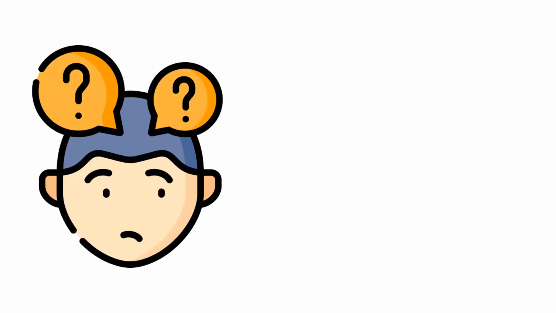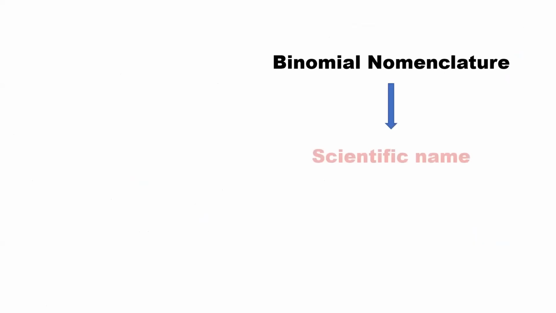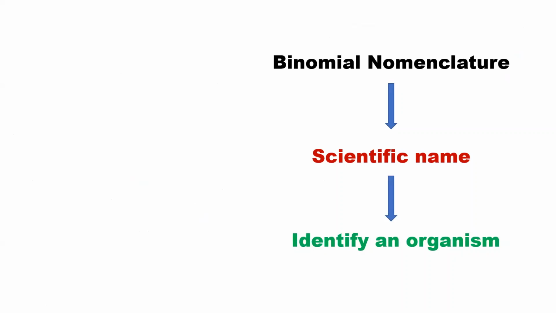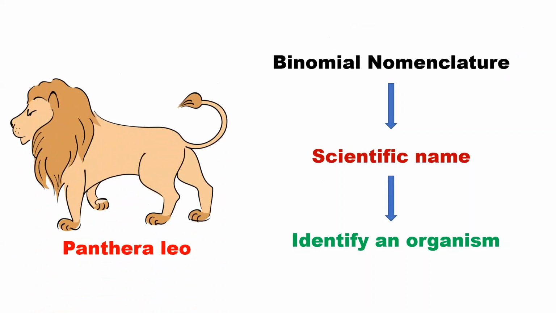To get rid of this, a standard protocol called binomial nomenclature came up. According to it, each and every organism would have one scientific name which would be used by everyone to identify an organism. Unlike the common names that differ from one language to another, a scientific name proved to be more consistent. For example, lion is also called Panthera leo, and that is the binomial nomenclature of a lion, which is universally the same.